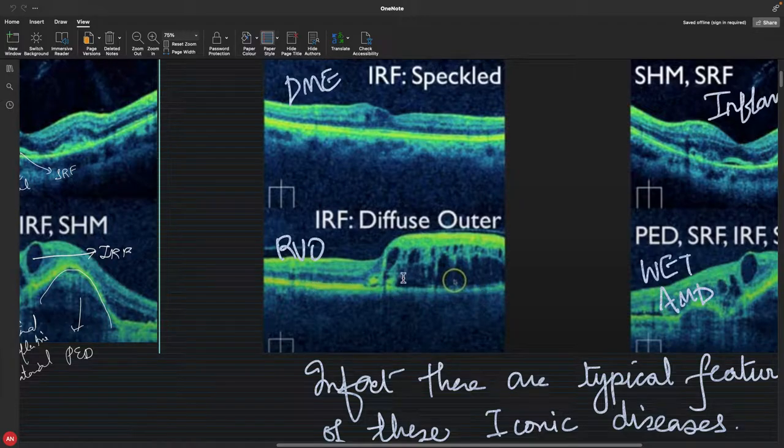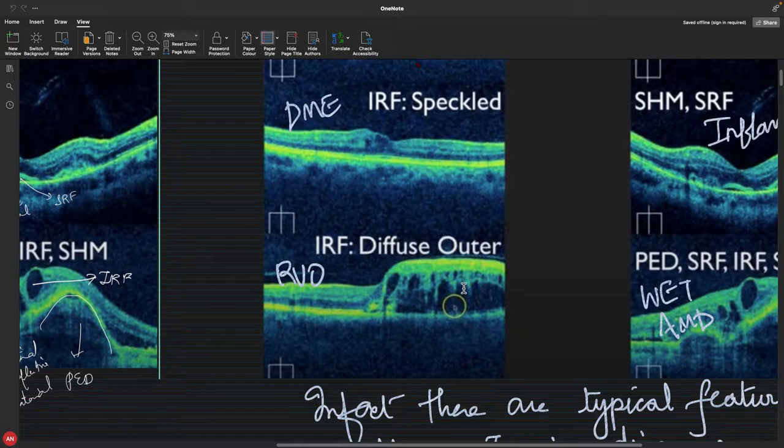First of all, there is IRF, intraretinal fluid, there is SRF. Along with that, you also have outer retinal tubulations, diffuse outer retinal tubulations. This is a typical feature of RPO. So whenever you have RPO, this is how the retina will be looking, because there is so much pressure that the retina is just bursting. Okay. This is good. So you can be detached.